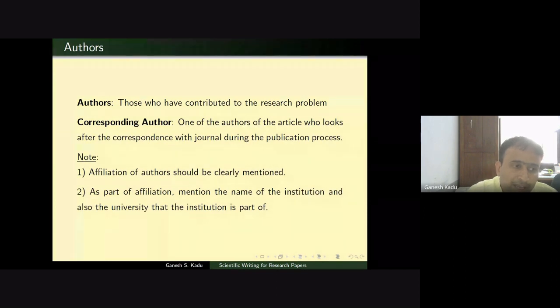For instance, for NAAC accreditation, or even for ranking purposes, papers are required. So if you don't mention the name of the institute or the university, then your institute or the university won't get any benefit out of this publication. So it is important to mention. Of course, there are authors who do not have any affiliation. If they do not have any affiliations, they need not mention it. But if you have it and want to mention it, you should mention it very clearly.